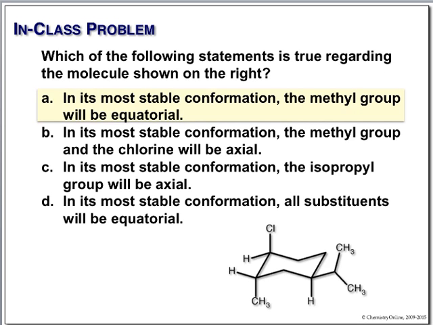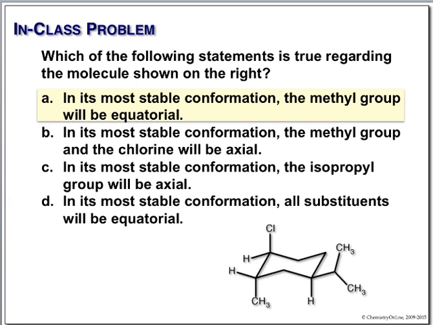The best answer is this one. In reality, the isopropyl is big enough that this isn't going to form a nice chair. It's going to be some sort of a distorted chair. Remember how we saw a twist boat kind of all tangled up on itself? This is going to be the same sort of thing. I'm trying to minimize all of these interactions. But just using a rule of the maximum number of equatorials, A is the best answer.